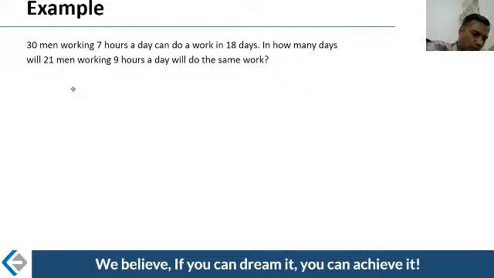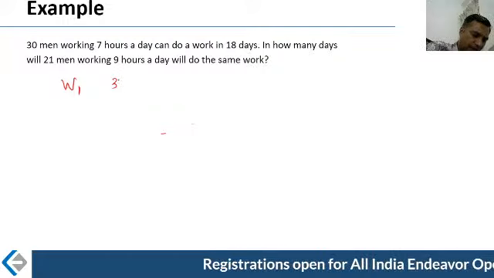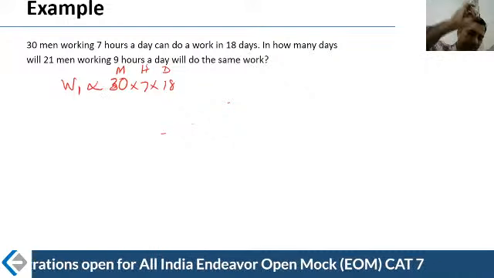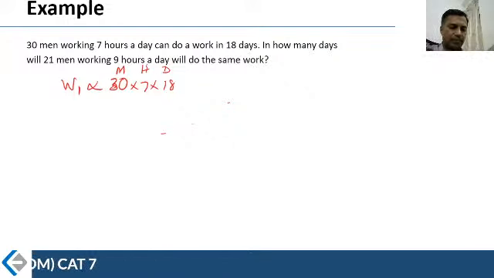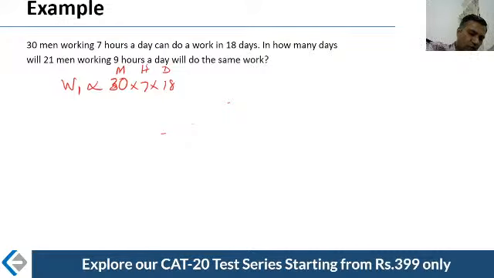Simple. Let me define my first work. This is done by 30 men, working 7 hours per day, and they are able to accomplish this particular work in 18 days. Work is directly proportional to these. Therefore, in the second case, the number of men is 21.